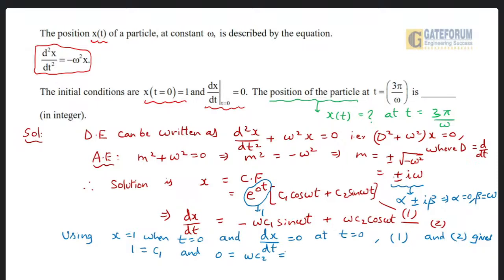So omega is a non-zero constant. If you divide here by omega, that's why omega is non-zero, C2 you will be getting 0. So finally C2 is 0, C1 is 1. Substitute in solution 1, you will be getting x. So therefore x is equal to cos omega t only.